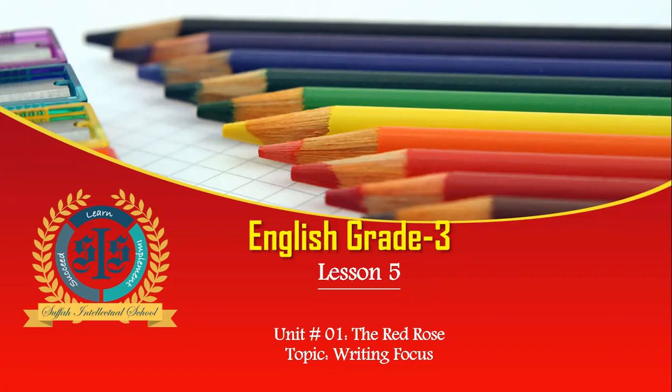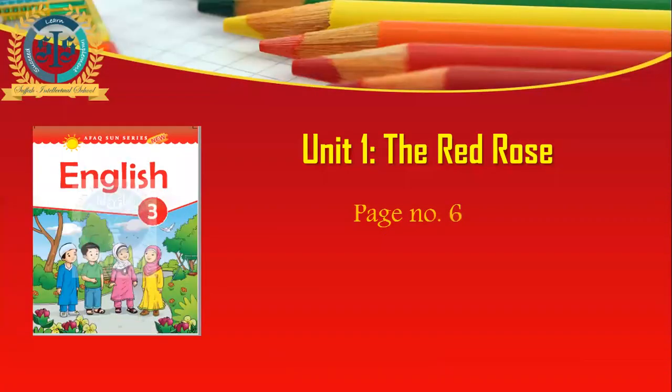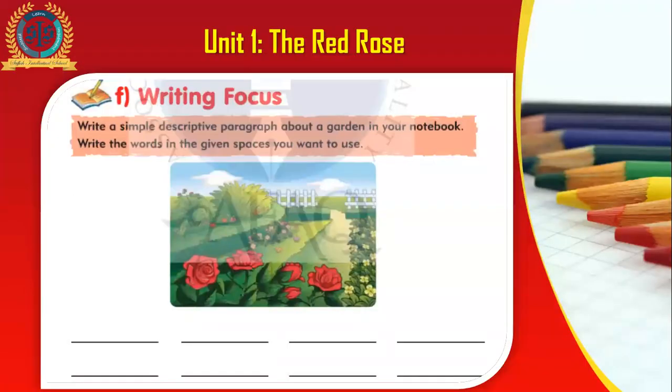Today we are going to do lesson number 5 of unit number 1, the red rose. And today we are going to do writing focus. The writing focus is on page number 6 of your textbook, English 3. Here we are. This is the last topic of your unit number 1. So we are going to actually conclude our unit number 1 today.